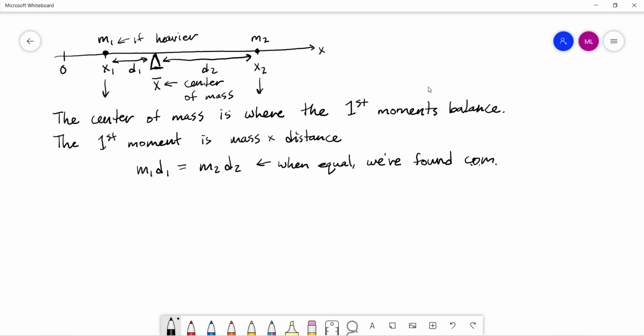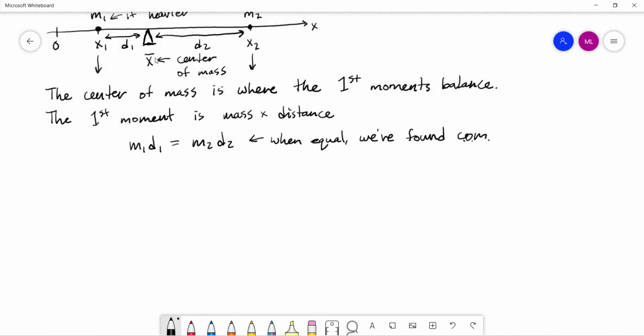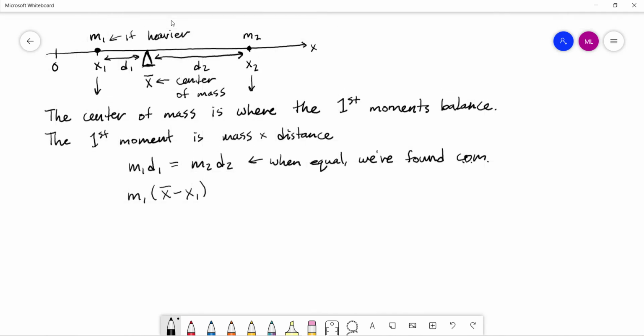Okay, so let's think about this in terms of the picture that we've got here. I can write this distance. If we're calling this point x bar, that's the center of mass that we're searching for. It's what we're trying to solve for. I can think of this distance right here as being x bar minus x1. That's what this d1 is. So what we really have is that first mass times x bar minus x1. That is our d1 distance, the distance from this point to this point.